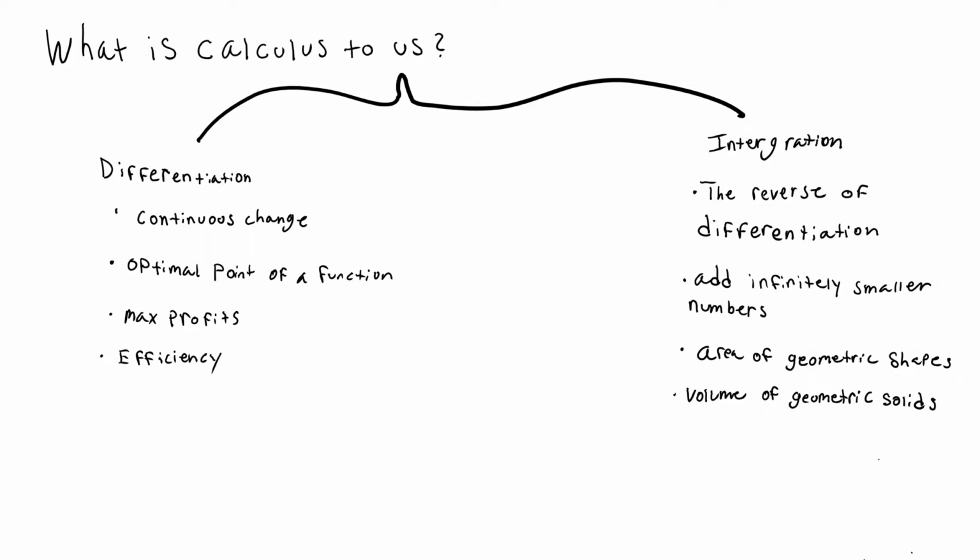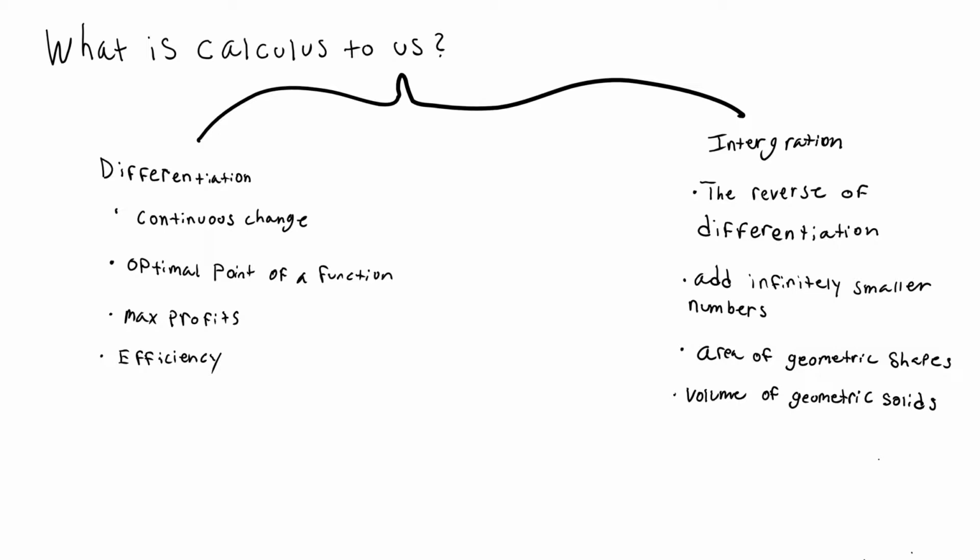Calculus is broken up into two main branches, differentiation and integration, which so happen to be opposites of each other. Differentiation is the part concerned with continuous change and its application. Differentiation is a very valuable tool that someone can have on their belt. It allows us to find the optimal point of a function, either the maximum or the minimum.